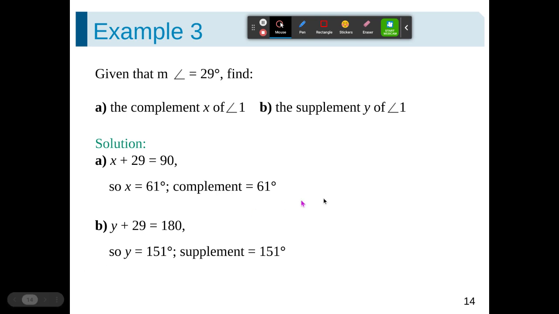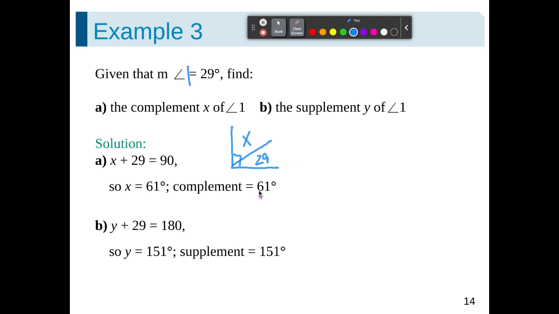All right, so now we want to apply this. If we said to you, find the complement, or what would add up to 90, of angle 1, and angle 1 is equal to 29 degrees. Complement means we have a 90 degree angle, and then we have 29 degrees, and we're looking for x. Those two added together equal 90. We subtract 29 from both sides, and we find out that x is equal to 61, or the complement is 61.